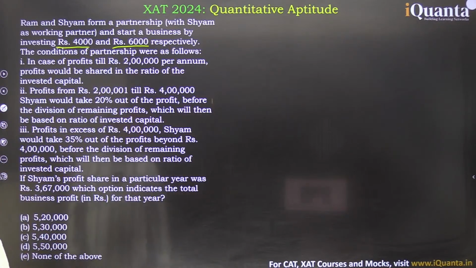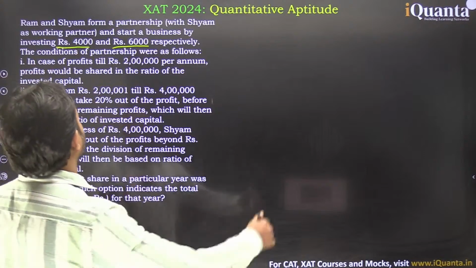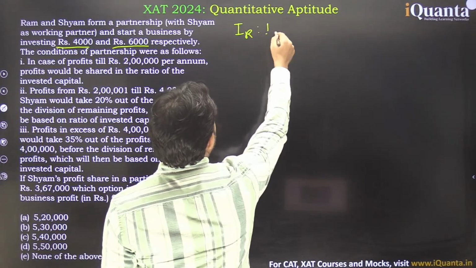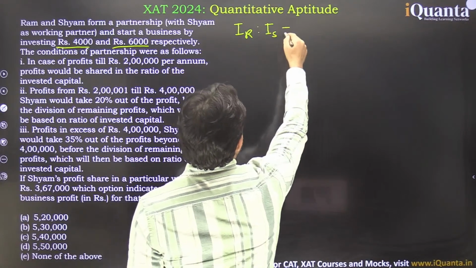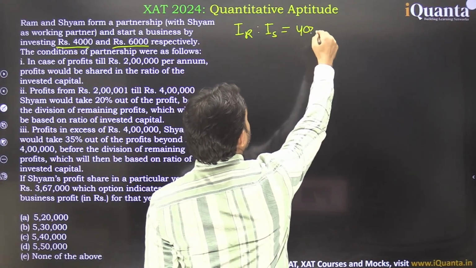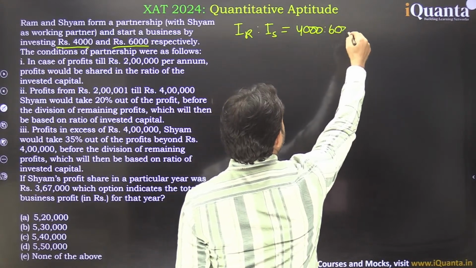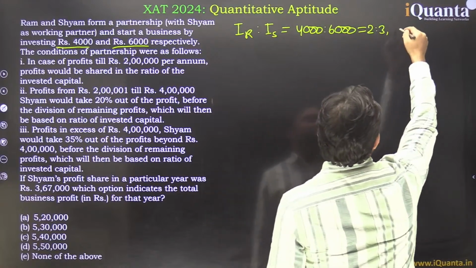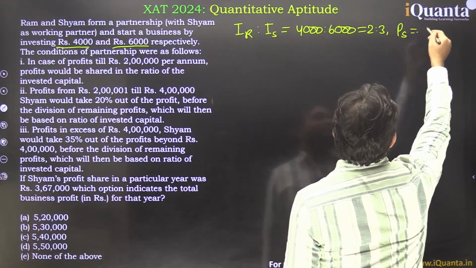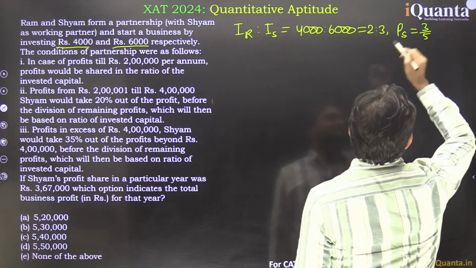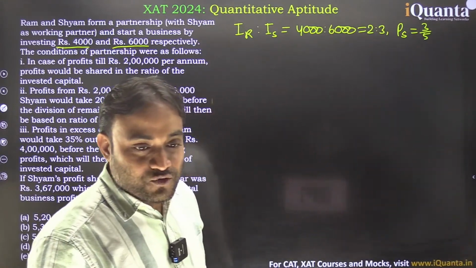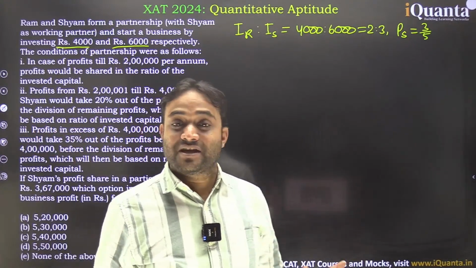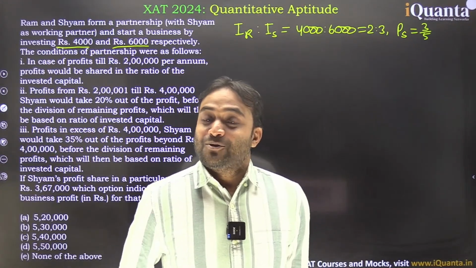Now it says the condition, so basically investment ratio, investment of Ram is to investment of Shyam is equal to 4,000 is to 6,000, which is equal to 2:3. So we can say profit of Shyam will be 3/5 of total profit.